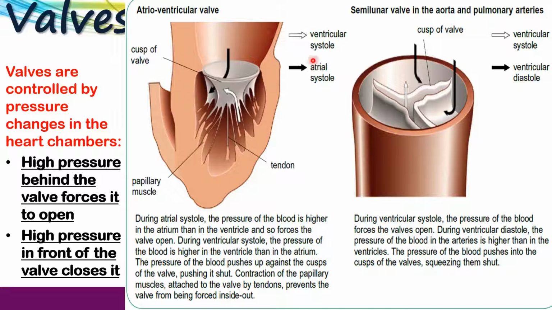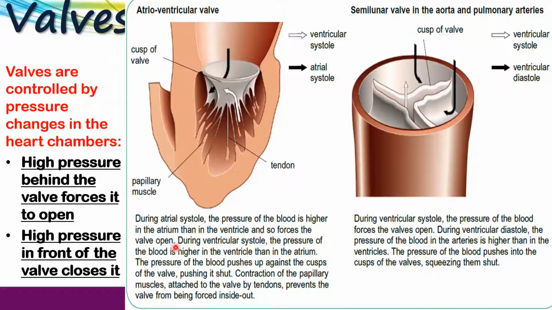The white arrow shows the ventricular systole, which means when the ventricles are contracting. The black one shows the atrial systole, when the atria are contracting. You can see the papillary muscles, the cone-shaped muscles, and these are the chordae tendineae. During atrial systole, when the atria are contracting, the ventricle is relaxing at that time. The pressure of the blood is higher in the atrium than in the ventricle, and so it forces the valve open, because remember, in the atrioventricular valve, the atria are behind it.